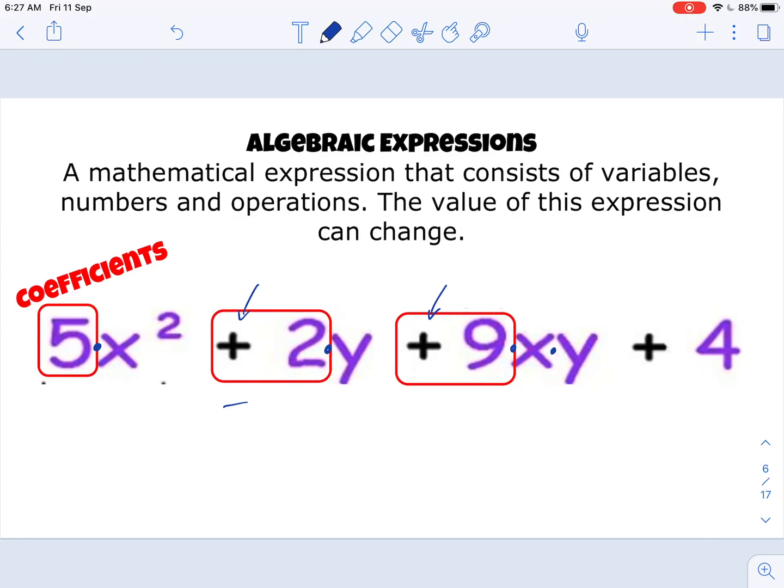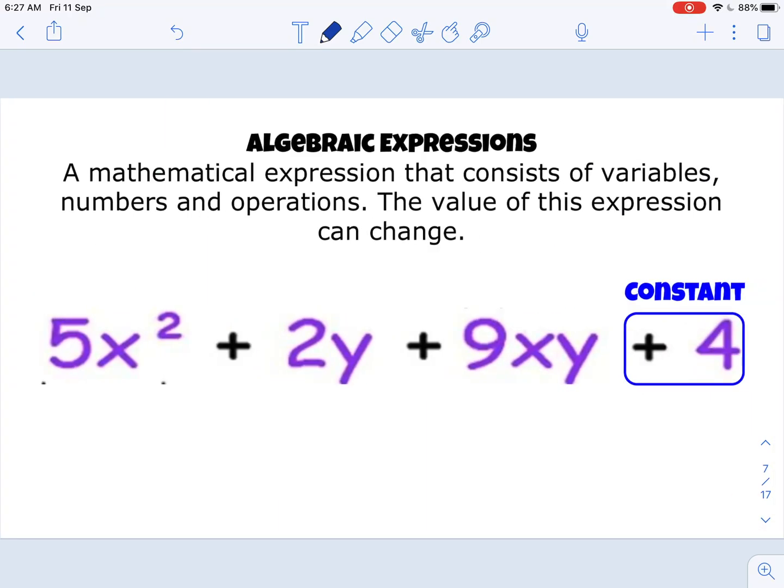And if you notice, the one that I didn't put a box around was that last one, the plus 4. That's because it's got its own special name too. That's called our constant. It's called a constant because it's always going to be equal to 4. Those other terms can change in value depending on what the variables x and y actually represent. I haven't told you what x and y represent. We'll be doing that soon enough. But for right now, you just have to know that that term is called a constant. I shouldn't say the last term because it's not always the last one in the expression. It could be anywhere, but it's the one without the variable.